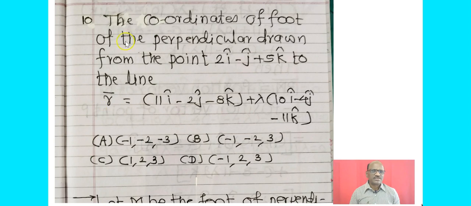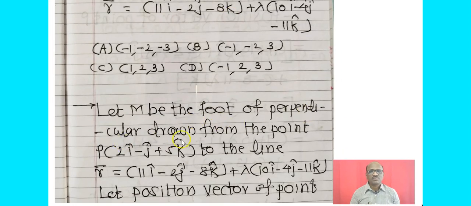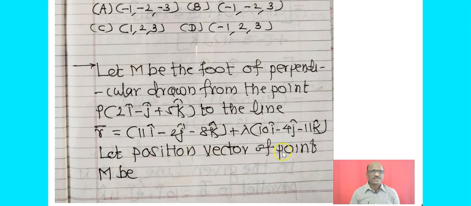Now the next question is from vectors. That is, find the coordinates of the foot of the perpendicular drawn from the point 2i minus j plus 5k to the line r bar equals 11i minus 2j minus 8k cap plus lambda (10i minus 4j minus 11k cap). What is the coordinate of the foot of the perpendicular from this point to this line? Now see this, let M be the foot of the perpendicular drawn from the point P, whose position vector is minus 2i minus j plus 5k, to the line. This is the line. Let the position vector of the point be M.